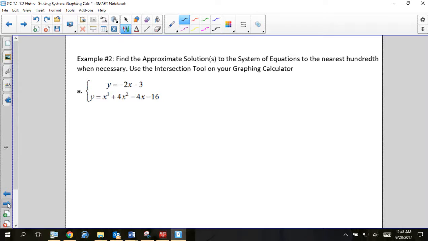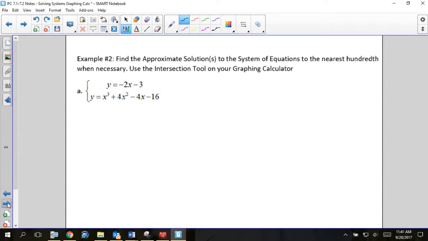I don't know that everybody had the same graphing calculator experience last year, so I'm going to teach it. But if you already know how to do it, of course you can work ahead. It does say to round to the nearest hundredth when necessary. So if we have to round, it'll be to how many places? 2.